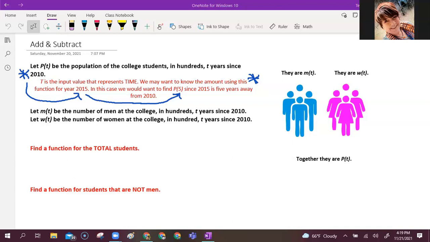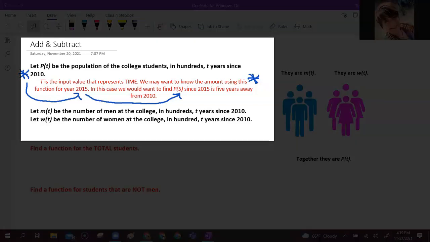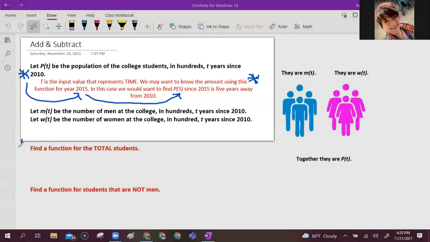Okay, so we know that P at T is everybody. That's all of the students. M at T is the number of the males. W at T is the number of the females. Also, both of them are in hundreds. Same thing at T years since 2010. All right, we're going to treat these as number 1 and number 2.